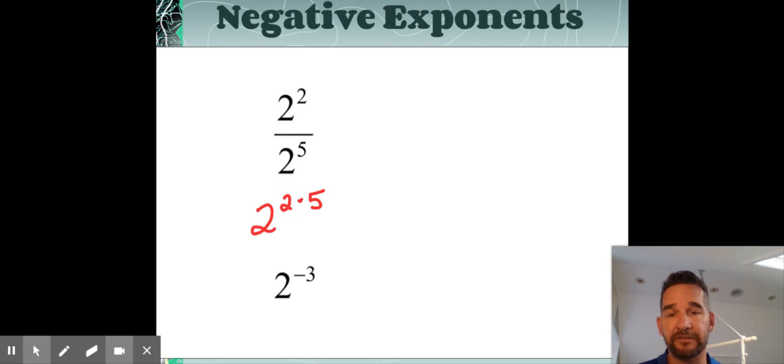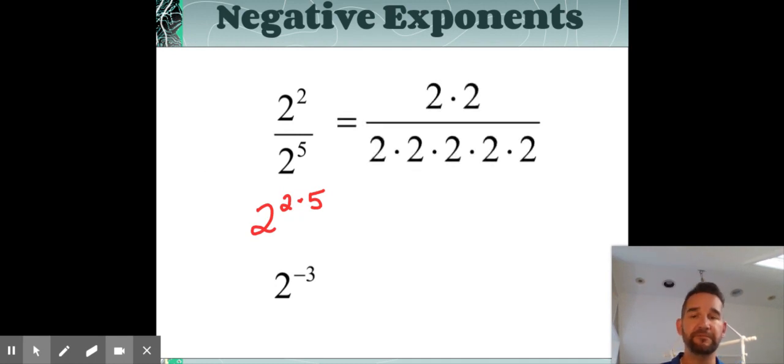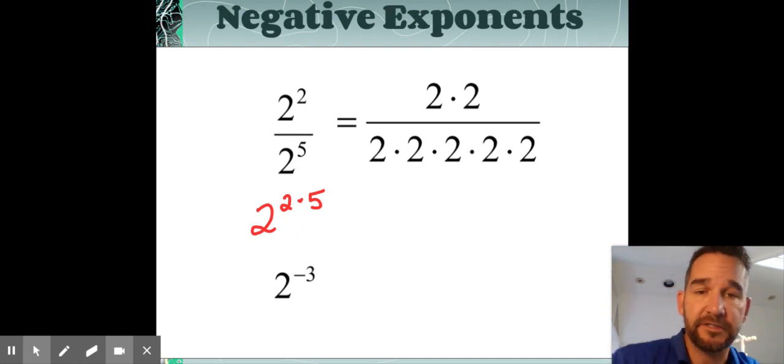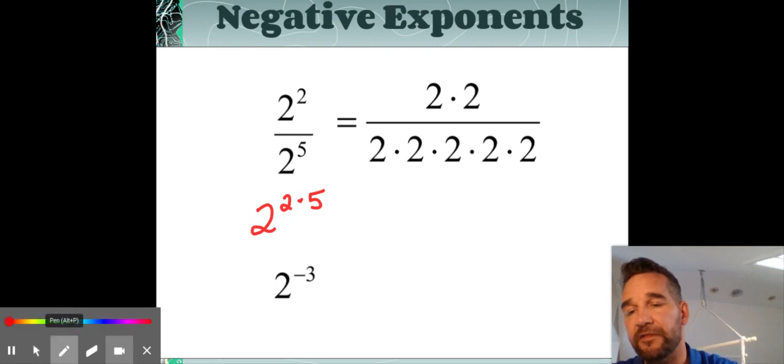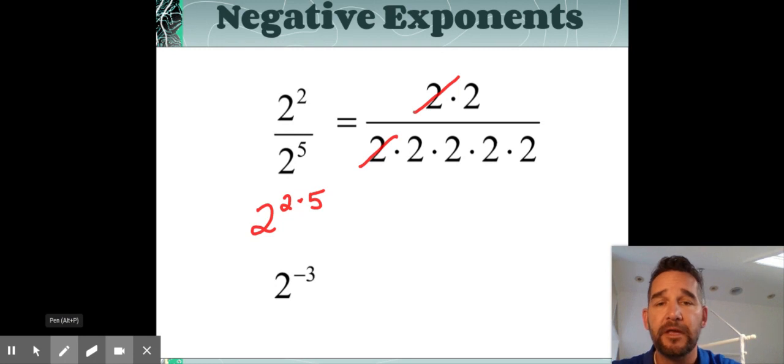But let's get a better understanding of what it actually means to have a negative exponent. And we're going to do that the same way we've been doing it in every one of the other lessons. Let's expand out our exponents. So 2 squared is 2 times 2. 2 to the 5th is 2 times 2 times 2 times 2 times 2. Just like we would have done the other day, if we have something on the bottom that can cancel with something on the top, we're going to do that. And it looks like we've canceled out everything there is on the top.